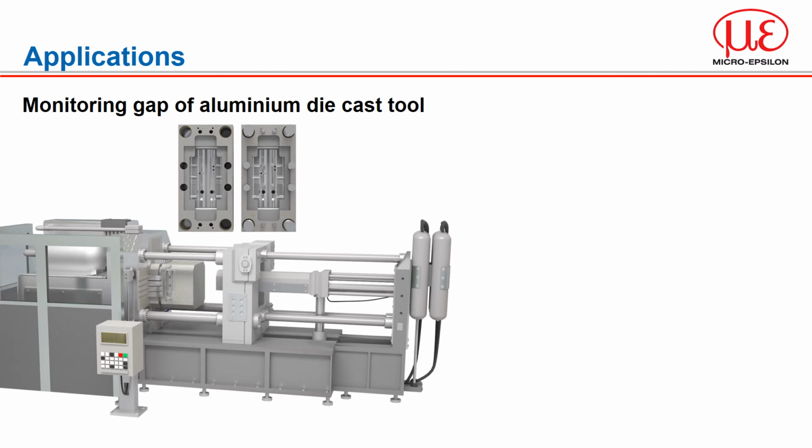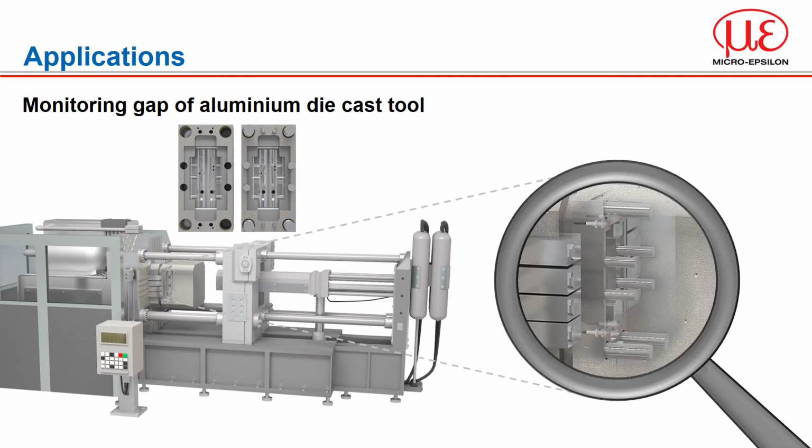In the production of aluminium die-cast parts, liquid aluminium is pressed into a mould under high pressure. The two mould halves are held together with significant force. Despite this high contact force, the tool halves are pressed apart minimally. This process is also called mould breathing.